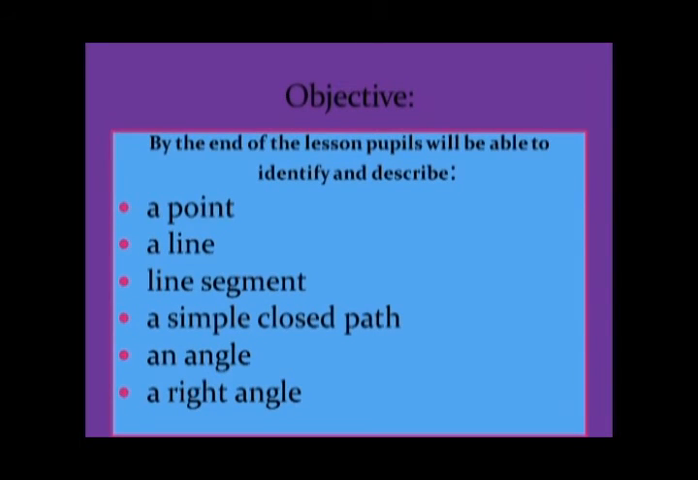Let's review our objective. Did we identify and describe a point? We did. A line? We did. Line segment? Of course we did. A simple closed path? We did. An angle and a right angle? We certainly did. I know you are now able to identify these as you move around in your environment.